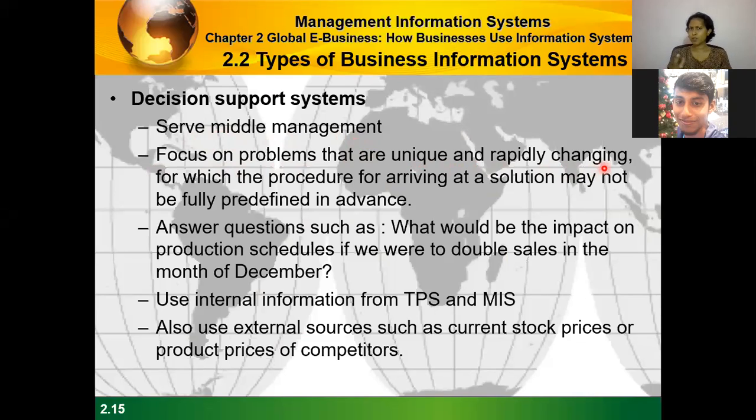Now this is different, no? When we compare with the TPS and the MIS, the decision support system is obviously different. In the TPS and MIS, we focused on problems that are routine in nature, where predefined steps are there in order to arrive at a solution, repetitive in nature. But here, the problems the decision support system faces are unique and rapidly changing. That means, are they routine or structured? No, right? That means the procedure for arriving at a solution may not be fully predefined in advance.